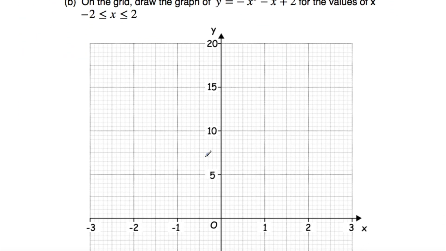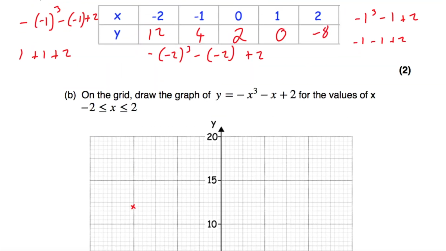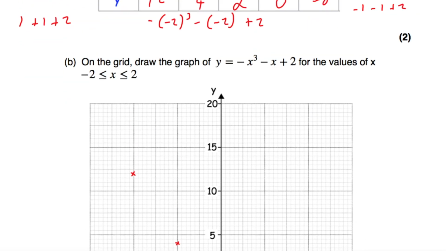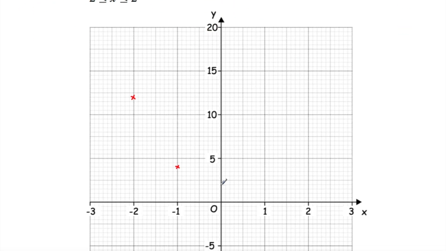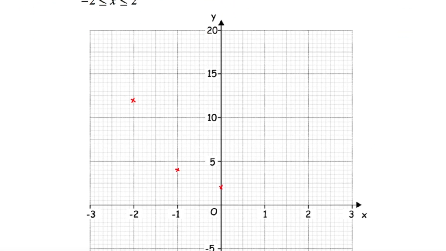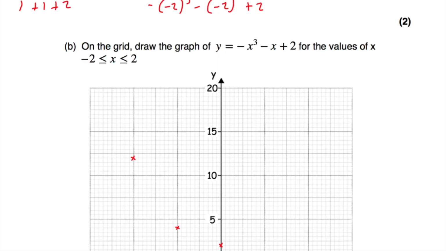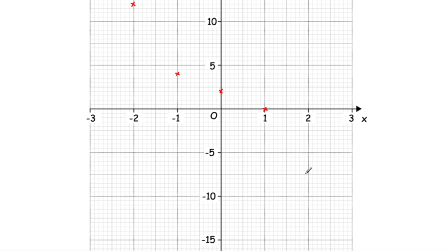And again, you could type that into your calculator if you wanted to, and then we just need to plot them. So negative 2 across, 12 up, each little box is worth 0.5, so 12 would be there. Negative 1, 4, so negative 1, 4 would be here. 0, 2, so 0, 2 would be there. Next, 1, 0 would be there. And then finally 2, negative 8. So 2, negative 8, well, there's 2, negative 7.5, negative 8 would be there.